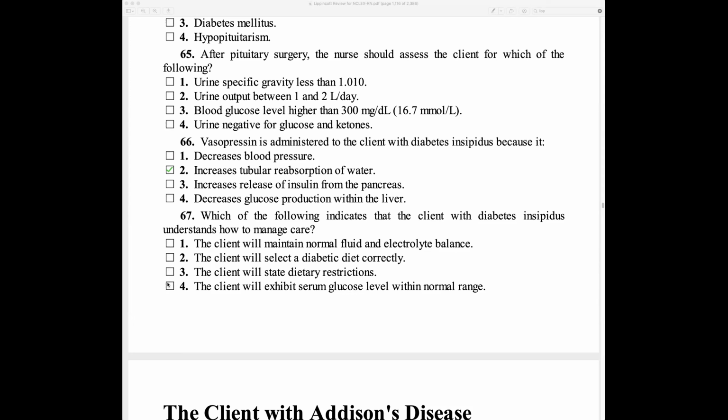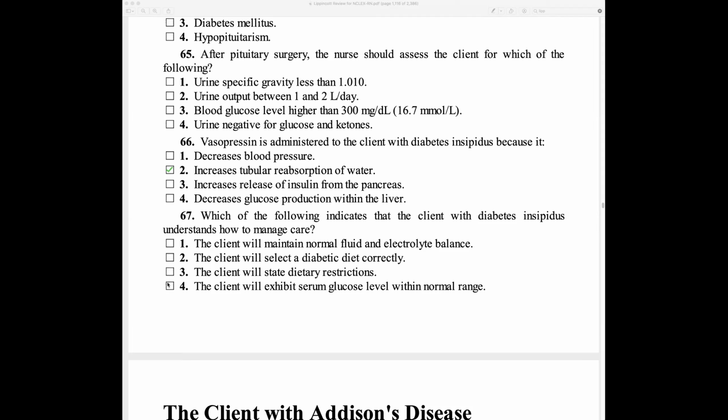So let's read the question. Vasopressin is administered to the client with diabetes insipidus because, so they're peeing too much, this medication is going to help them keep some of that water in so they're not losing all their fluid volume. We don't want to decrease their blood pressure. With diabetes insipidus, they're peeing too much and their blood pressure's already low. It has nothing to do with insulin. It has nothing to do with glucose production.